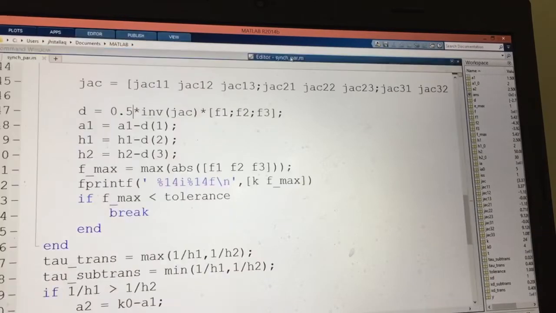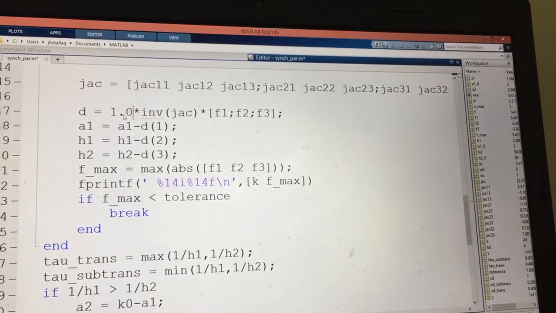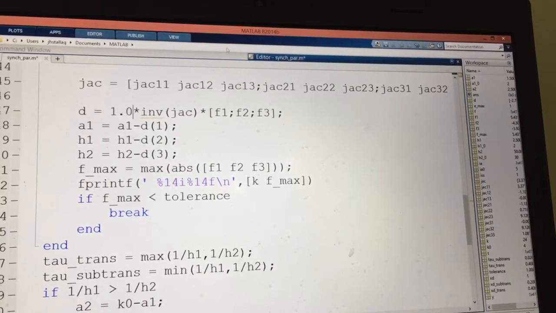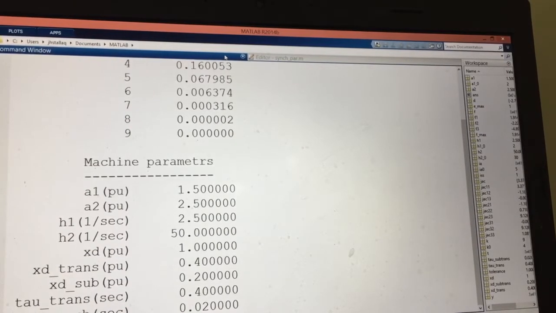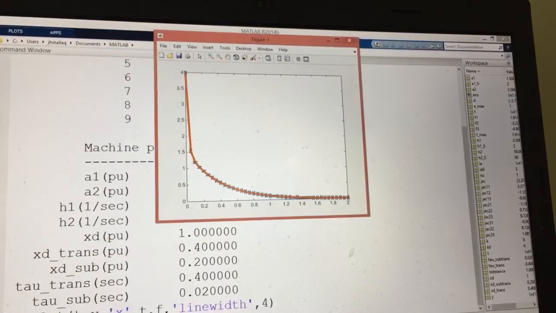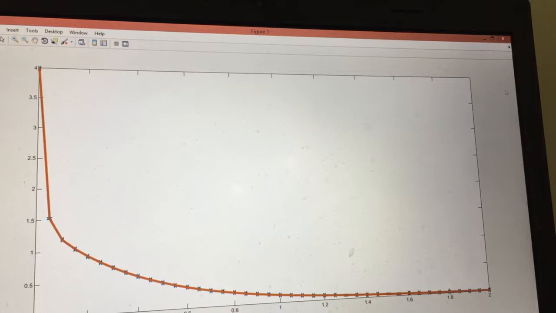So even you can go to 1.0, and do it again. Okay, you see, it succeeded with less than 10 iterations. And when you plot it, you have it there. This is an almost exact routine to calculate the parameters.